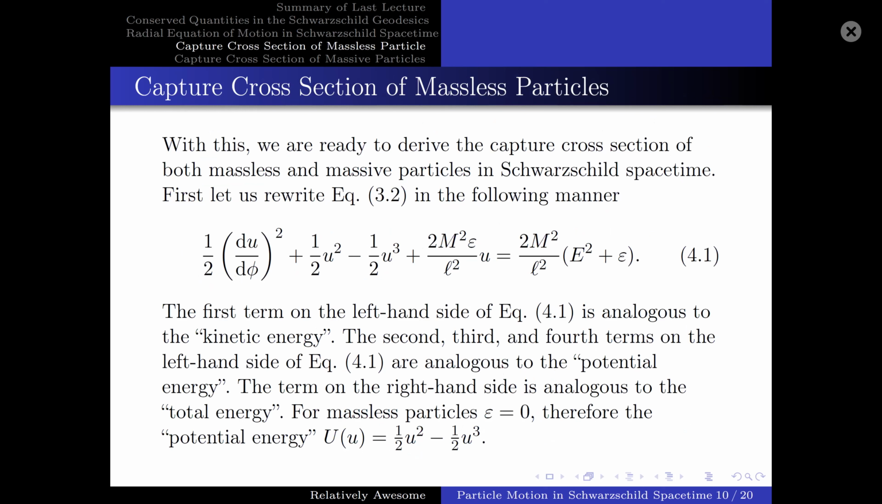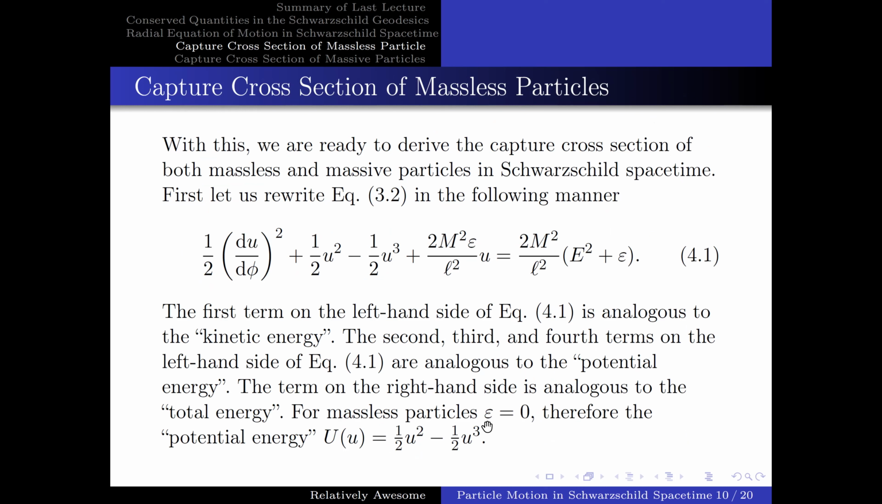With this, we are ready to derive the capture cross-section of both massless and massive particles in Schwarzschild spacetime. First, let us write equation 3.2 in the following manner. The first term on the left-hand side of equation 4.1 is analogous to the kinetic energy. The second, third, and fourth terms on the left-hand side of equation 4.1 are analogous to the potential energy, and the term on the right-hand side of equation 4.1 is analogous to the total energy.